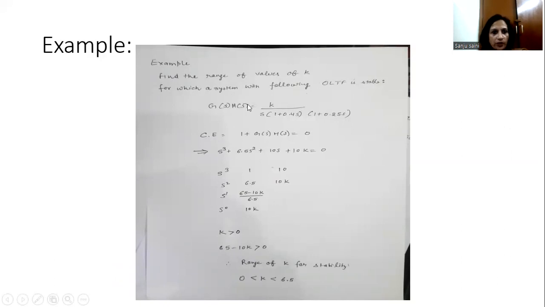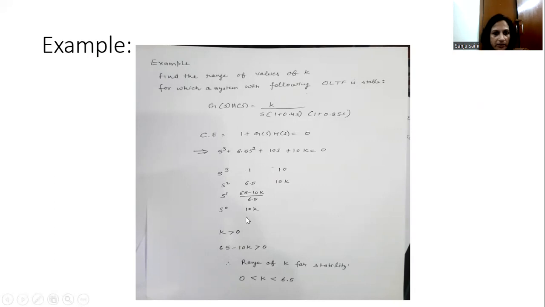So this is the open loop transfer function. In case we have a closed loop system, we have two types of transfer function: open loop transfer function and closed loop transfer function. The open loop transfer function is given by G(s)H(s), and the closed loop transfer function is given by G(s) divided by 1 plus G(s)H(s). The characteristic equation is written here, and then the Routh array is formed in the way that we have discussed. Wherever we have k, we'll just write it as k.